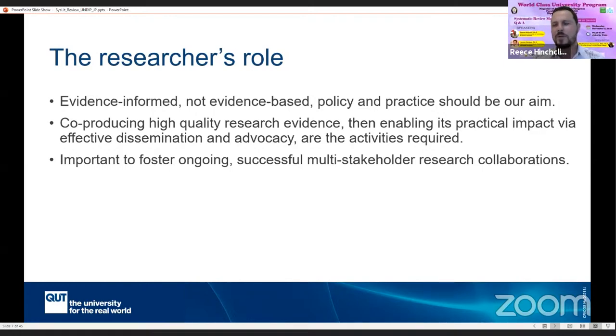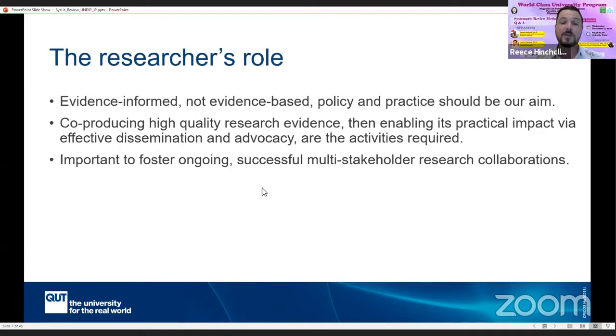So I would encourage you, when you're developing and writing your systematic reviews and publishing them, to always be very judicious and careful with the phrasing that you use, particularly in regards to recommendations for change based on your findings. So we need to co-produce high quality research evidence, then enable its impact via effective dissemination and advocacy. And time permitting, later on in this presentation, I'd be happy to speak to those points.